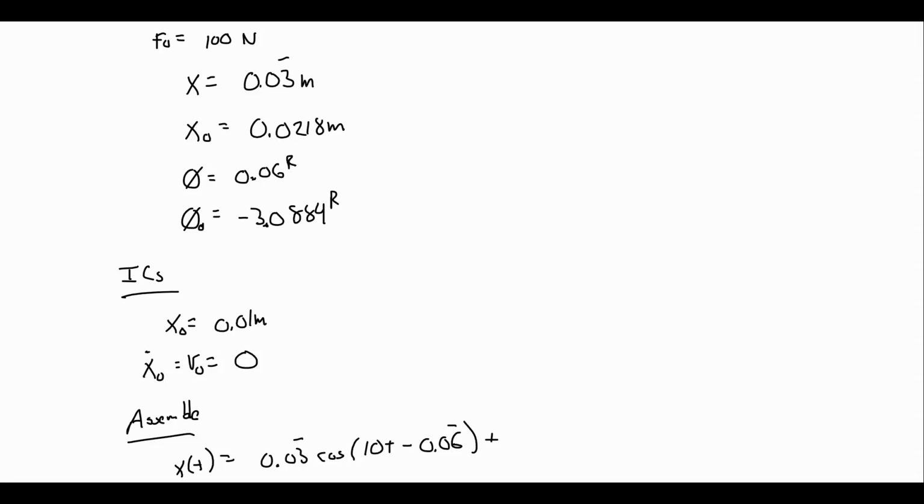And then the transient or homogeneous part, we're going to take the 0.0218 amplitude times e to the negative zeta omega n t. That's 1 over 20 times 20, which is just going to be 1, so we're left with minus t, times the cosine of our damped frequency times t, minus our phi naught term. So it's negative, so it's plus 3.0884.